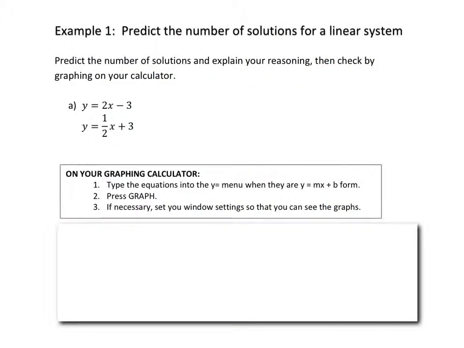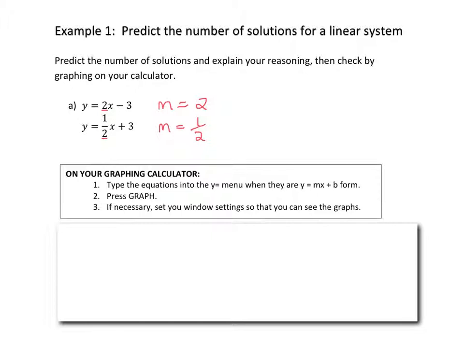So let's look at example 1, where we can compare a couple of equations that form a system. And we want to predict how many solutions this system would have and check it on our graphing calculators. For the first equation here, we identify the slope. The slope is the number in front of the x. So the slope in this first equation is equal to 2. In the second equation, the slope is equal to 1/2.